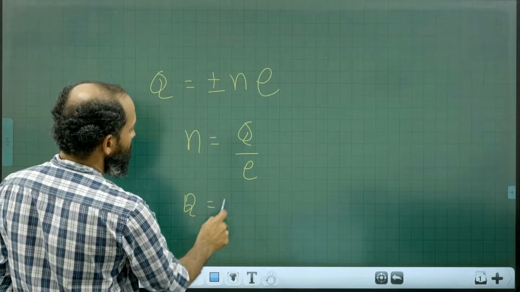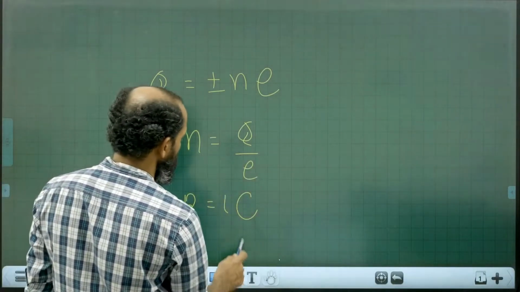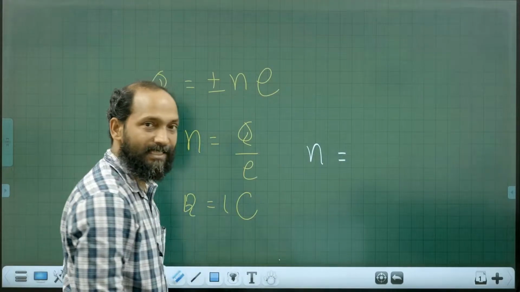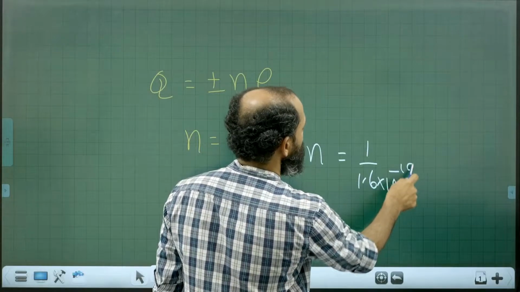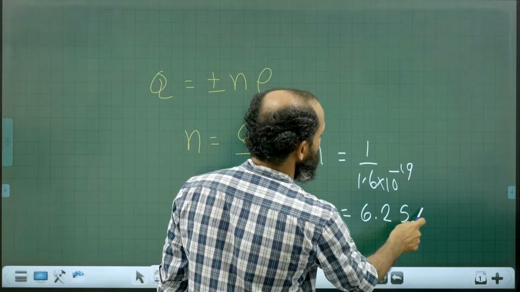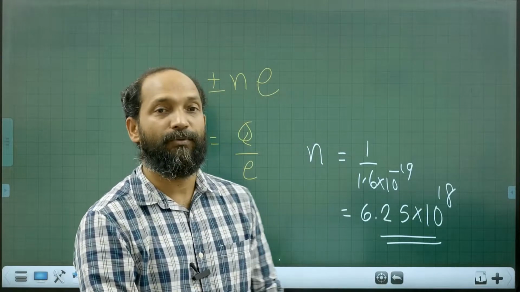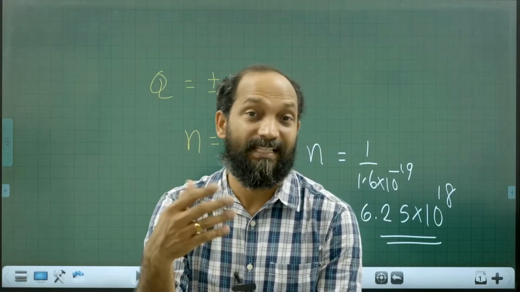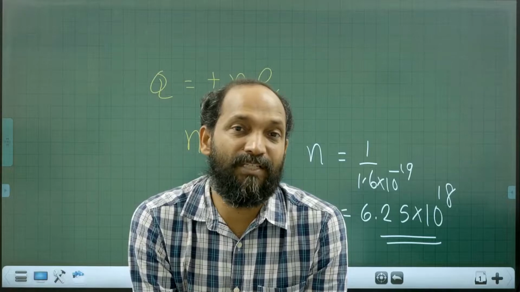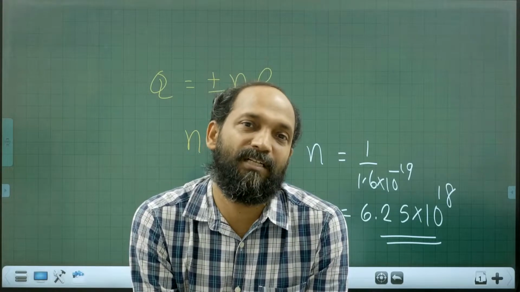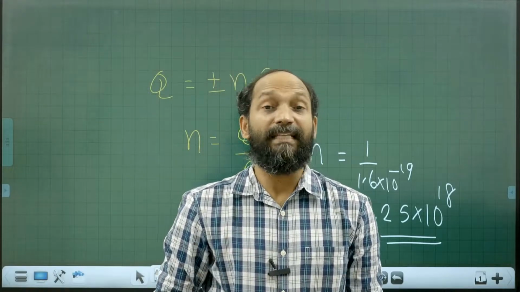For 1 coulomb of electric charge, 1 coulomb being the SI unit of electric charge, the number of electrons in excess or in deficiency is 1 divided by 1.6 into 10 power minus 19, which calculates to 6.25 into 10 to the power 18. If 6.25 into 10 to the power 18 electrons are in excess, that body is 1 coulomb negatively charged. If deficient, it is 1 coulomb positively charged.